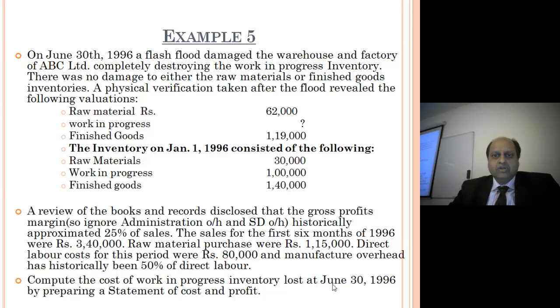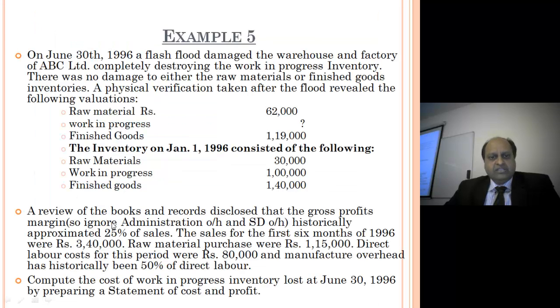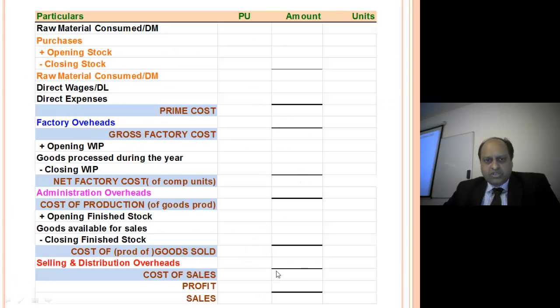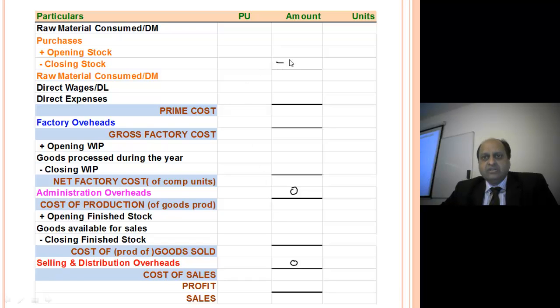Now, here few things are important. One is it says ignore admin and selling and distribution overheads. So what you will do is you will put this as 0 and this as 0. This is fine. Now further, raw material is 62,000. Work in progress we need to find, and finished stock is 1,19,000. These are closing balances. 62,000 is for raw material and finished goods is 1,19,000. Is it okay?